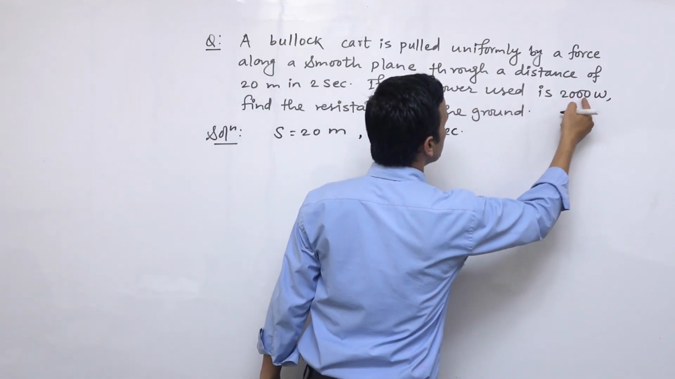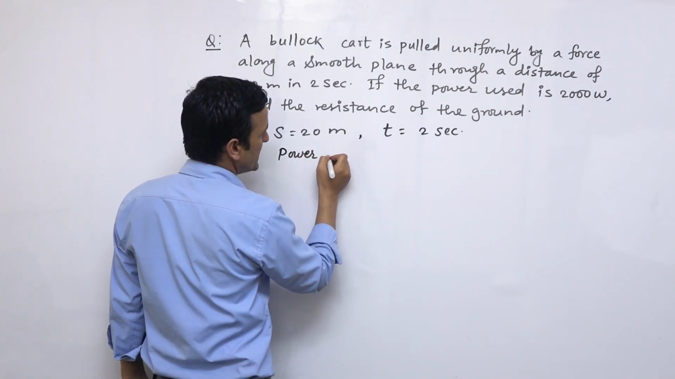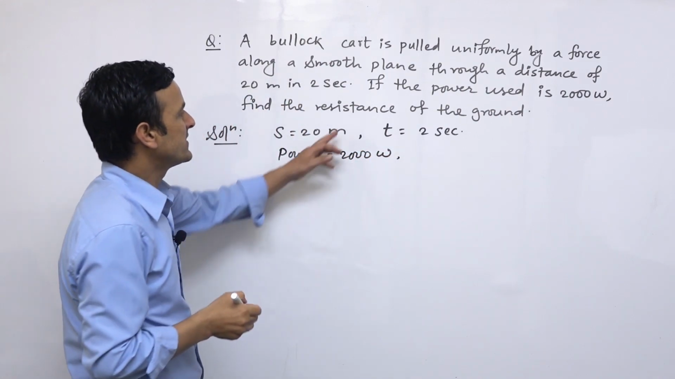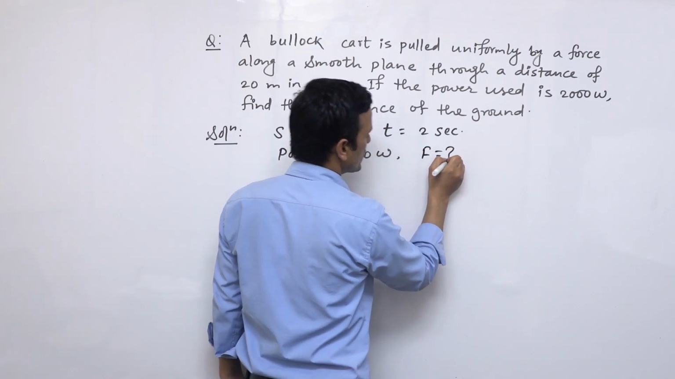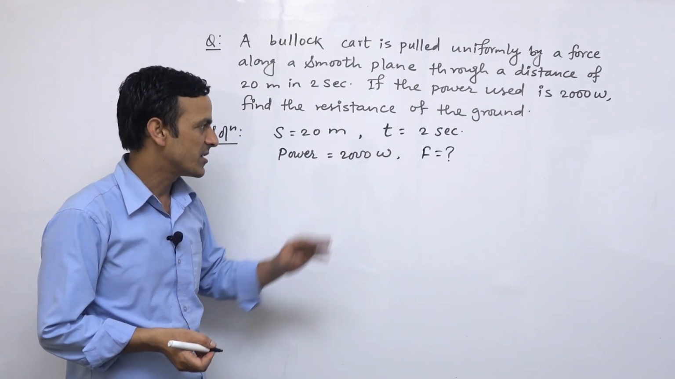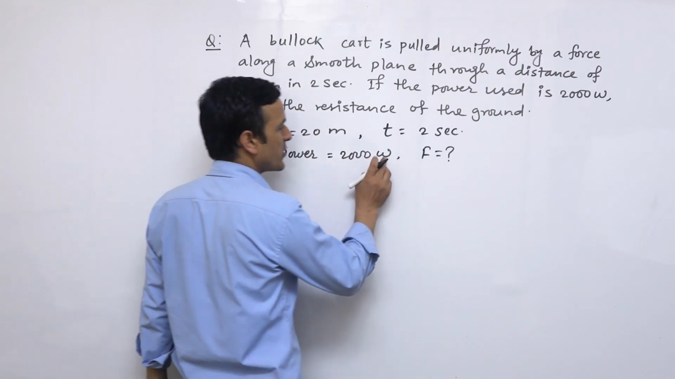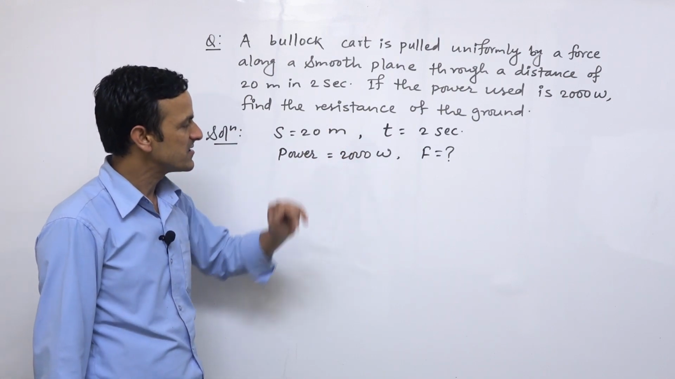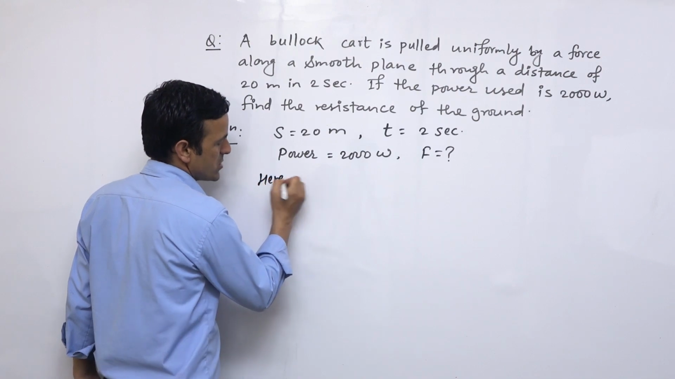If the power used is 2000 watt, then we can write down power is equal to 2000 watt and find the resistance of the ground. So resistance means it is also force. So write down, find out the value of F. We have to find the force that opposes it. In this many seconds, with this many meters and this rate of doing work, what force can we apply to resist this ground? So first of all we can find out here work done.